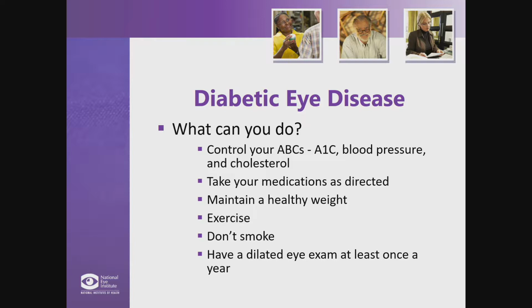What you can do, though, is controlling your blood sugar. So the hemoglobin A1C, that's what we check in the blood to see kind of how the levels are over a 3-month time period. Keeping our blood pressure controlled, keeping our cholesterol controlled, take your medicines, and maintaining a healthy weight, exercising, don't smoke, and then that dilated eye exam once a year.